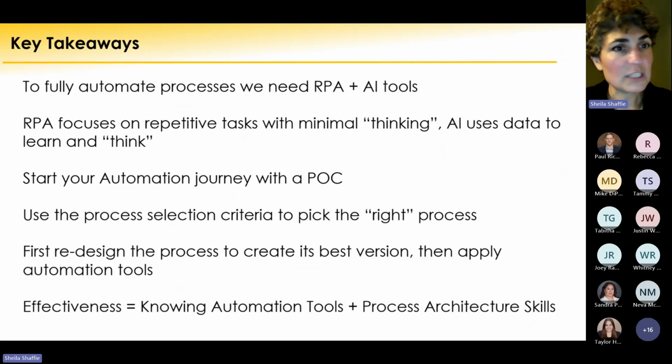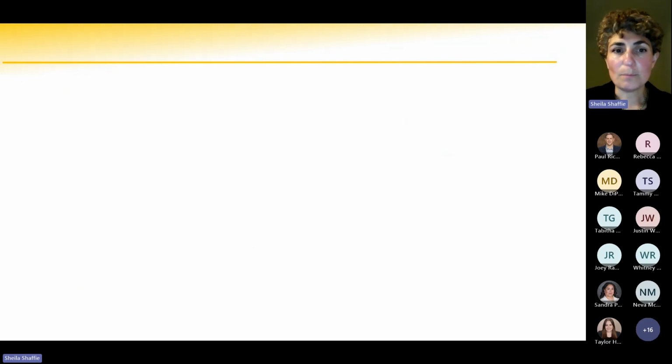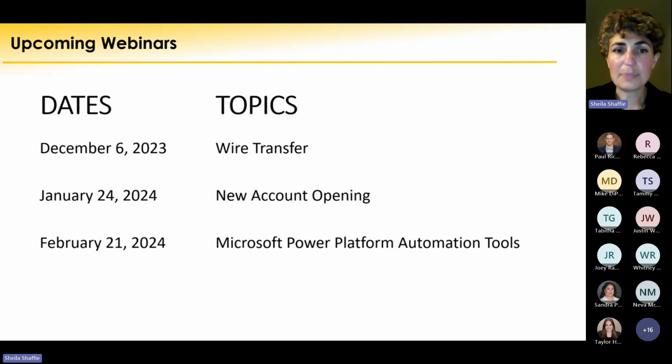And then ultimately, just remember that automation is really about robotics and AI tools. You will need to examine your business processes before you automate them. And just because you can automate something, it doesn't mean you should. You have to start by picking the right process and learning about how to apply the right tools at the right places.